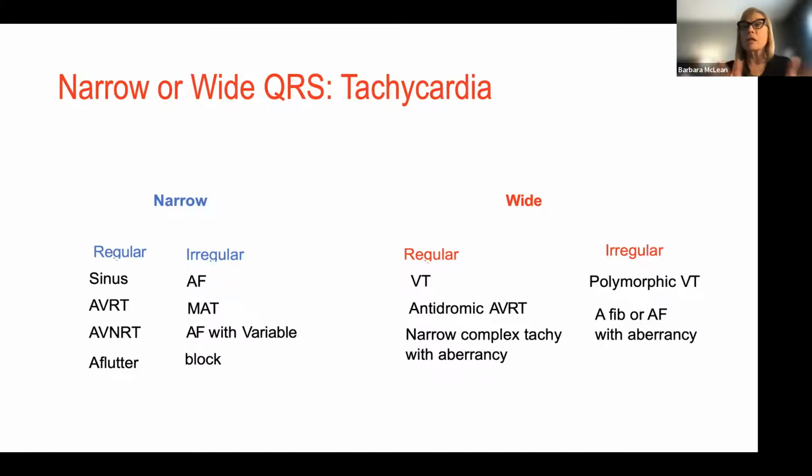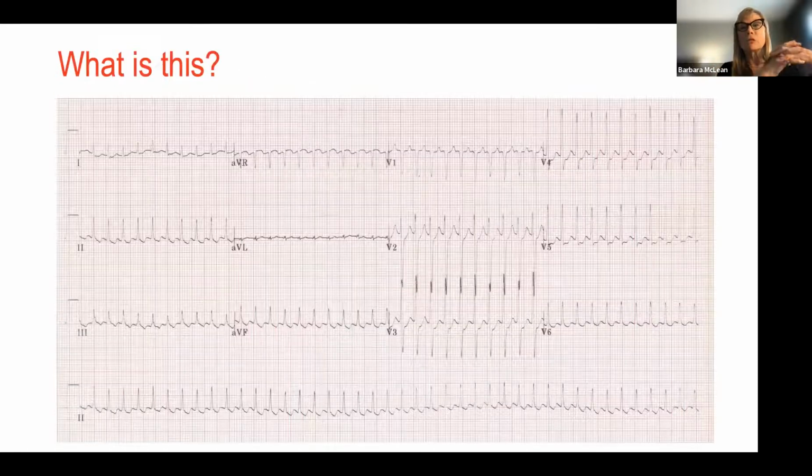So again, the first thing we do when we look at a strip or an EKG is ask, is the QRS narrow? That means less than 0.11. Or is it wide? That means typically greater than 0.12. Is it regular or irregular? So you really have to have a good eye when you're looking at the EKG to make those decisions.